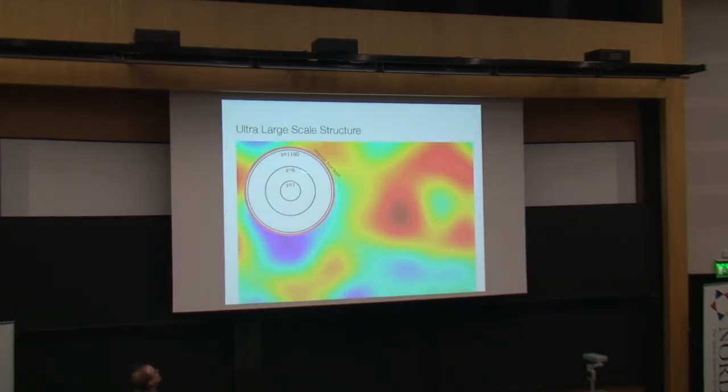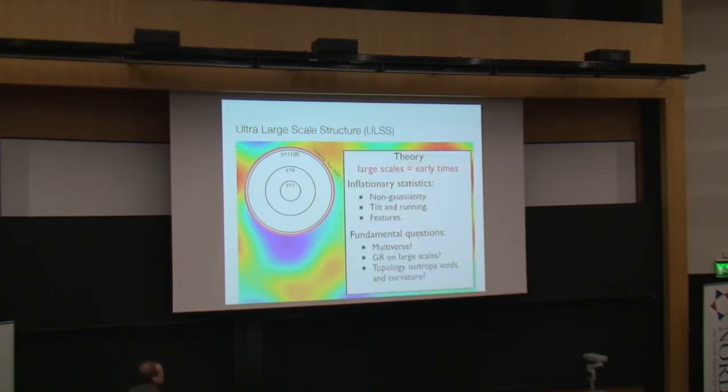So here is the observable universe. And here is ultra-large scale structure. In general, I'm interested in scales that are about as big or a little bit bigger than the observable universe. Of course, if it's too big, then you can't see it. So why do we care about ultra-large scale structure from the theory side?